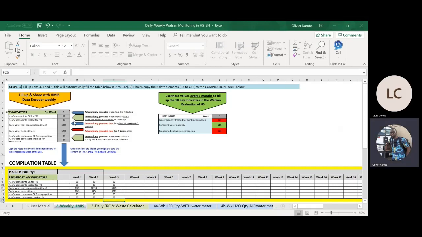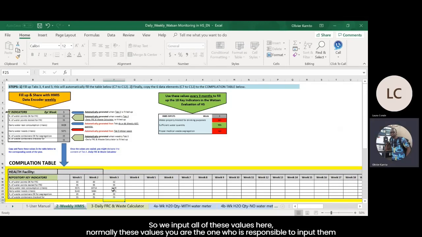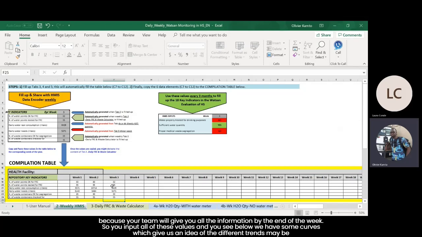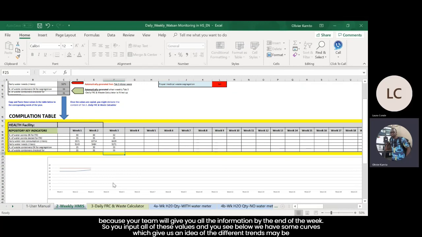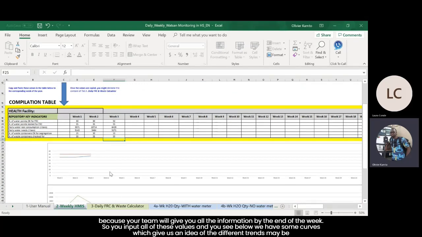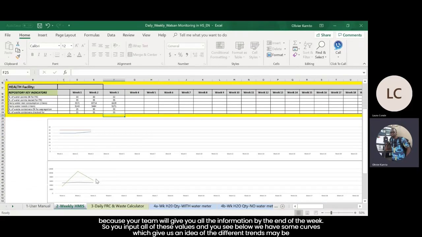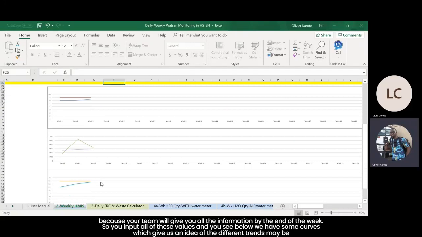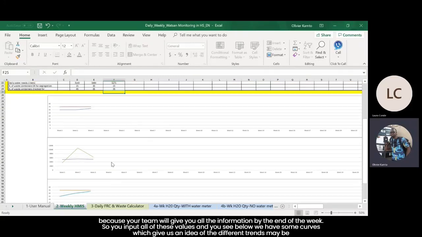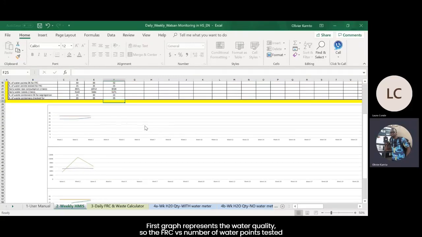So we input all of these values here, and normally these values, you are the one who is supposed to input them, because your team will give you all of this information back at the end of the week. So you input all of these values, and you would see below we have some curves which try to give us an idea of what the different trends may be. The different graphs here represent the water quality.